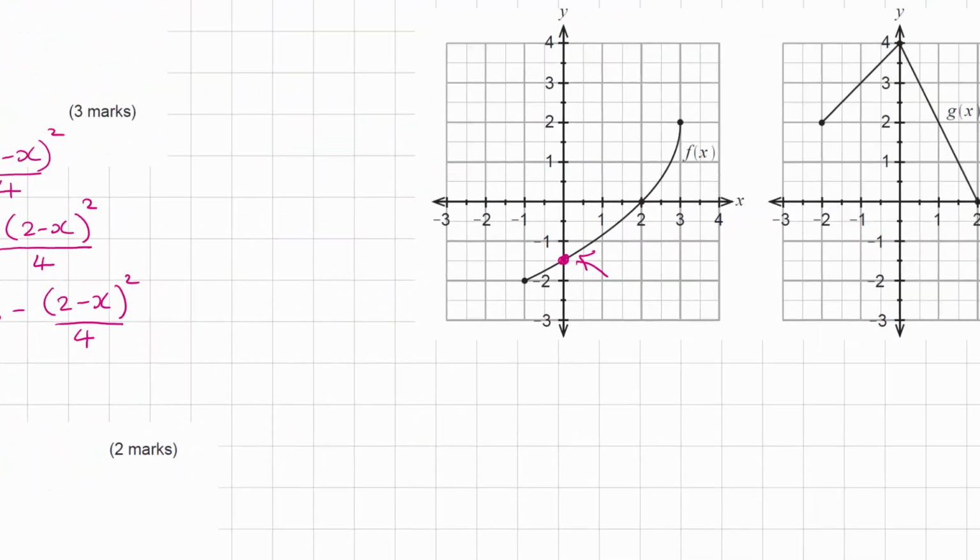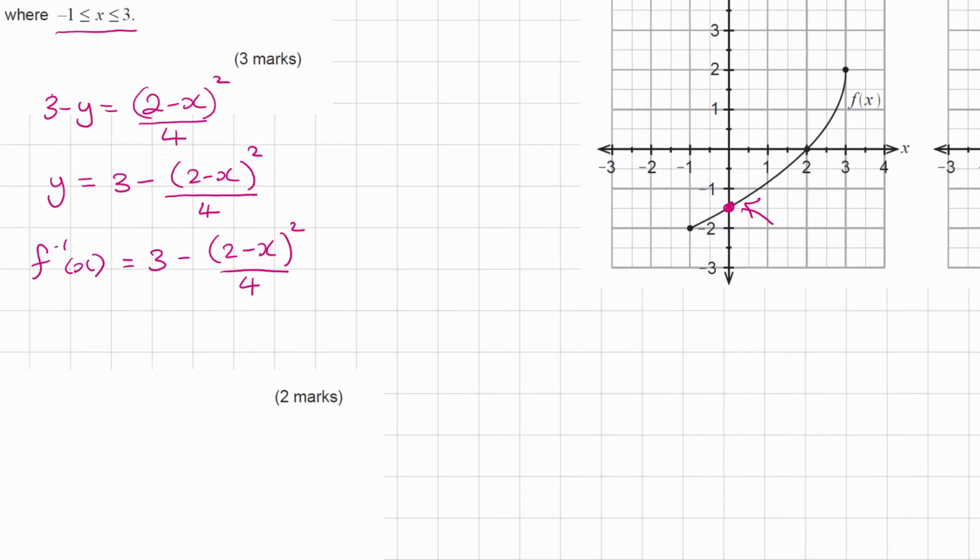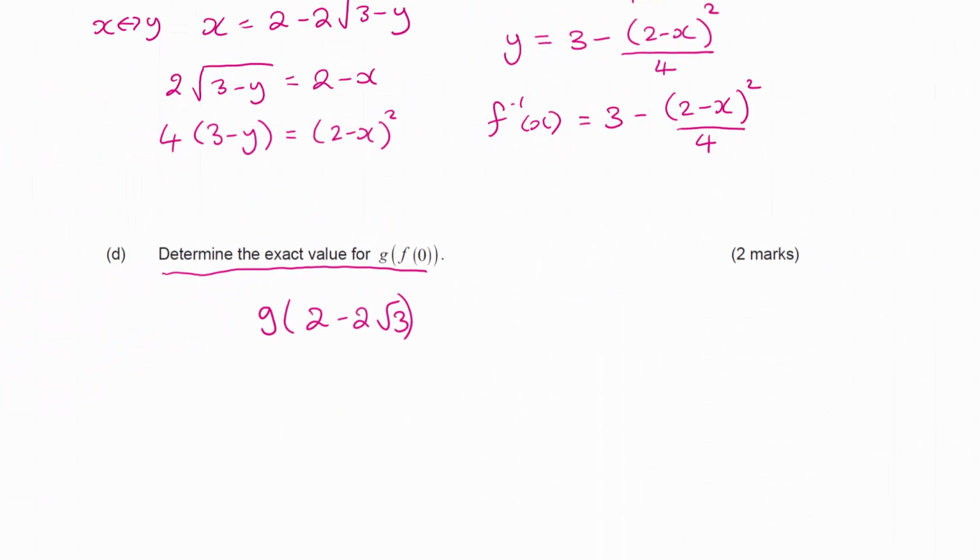Now let's go to the graph of g. 2 minus 2 root 3 would be along this section here. I can see that's got a gradient of 1 and an intercept of 4. So essentially that is y equals x plus 4. So this is going to be 2 minus 2 root 3, add 4, which is 6 minus 2 root 3.